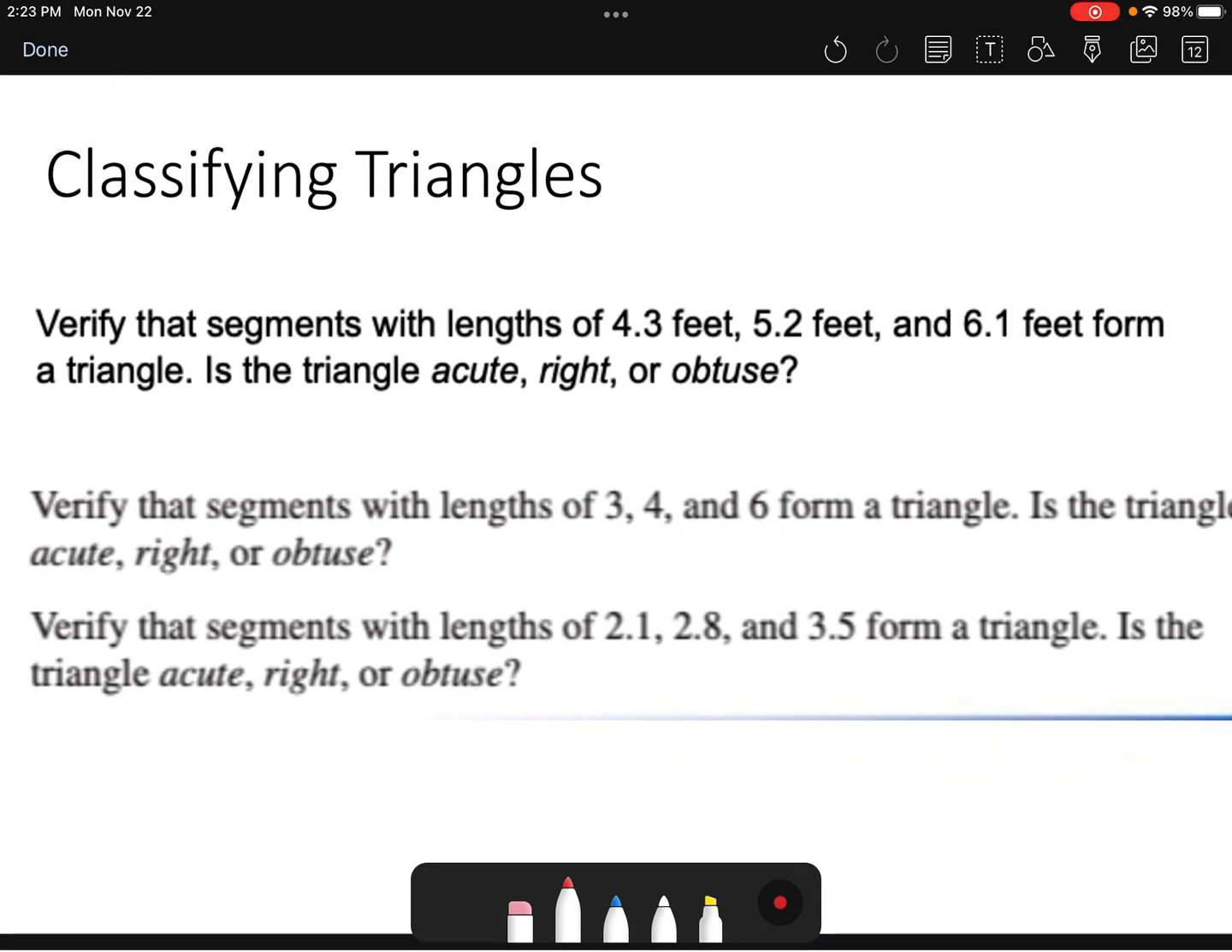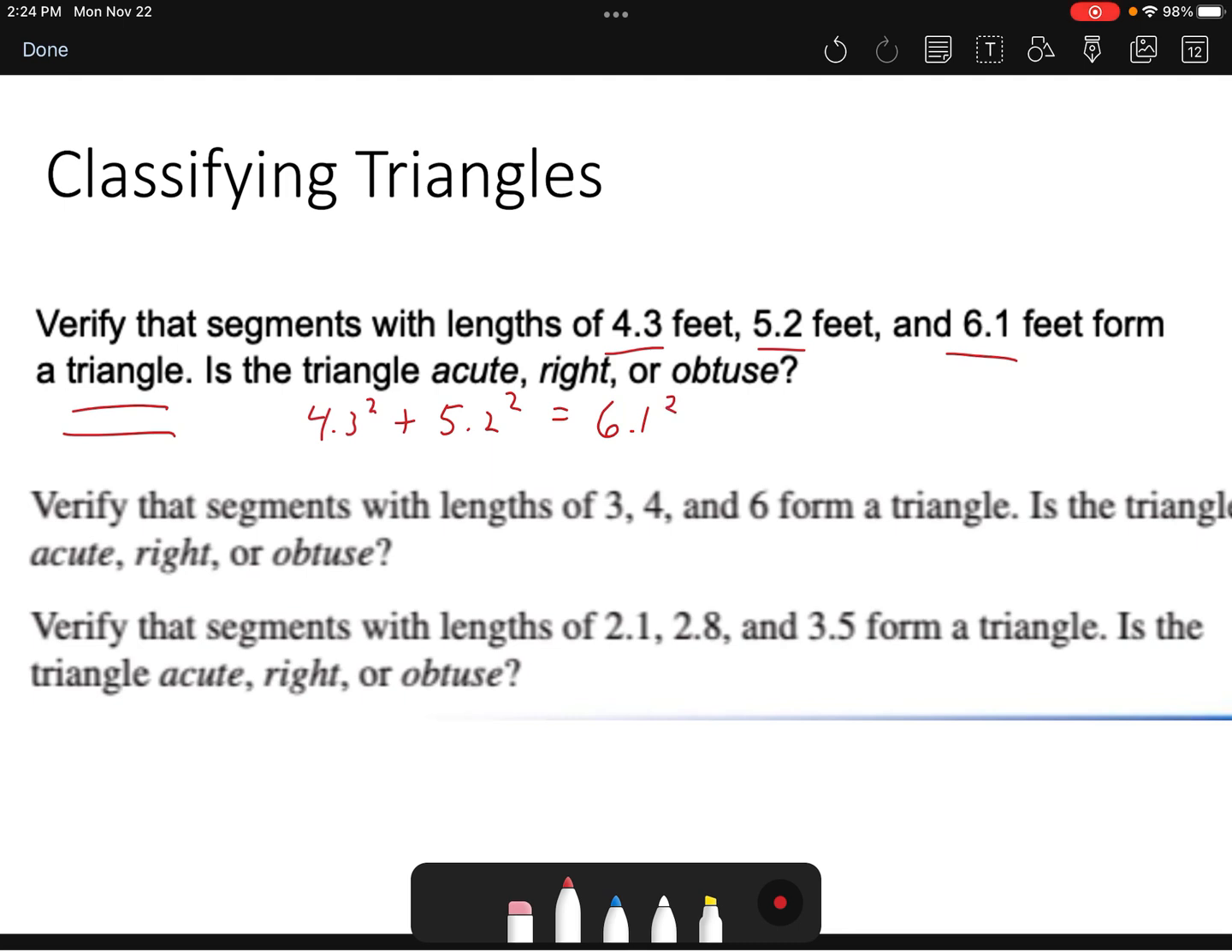So, classifying triangles. Verify that segments with lengths of 4.3 feet, 5.2 feet, and 6.1 feet form a triangle. All right, well, first of all, we have to check to see if these measurements form a triangle. How do you do that? You take the smallest two sides, and they have to be bigger than the third side. And in this case, 4.3 plus 5.2 is definitely bigger than 6.1. So now we can use the Pythagorean theorem. So I know that the two legs have to be the smallest sides.